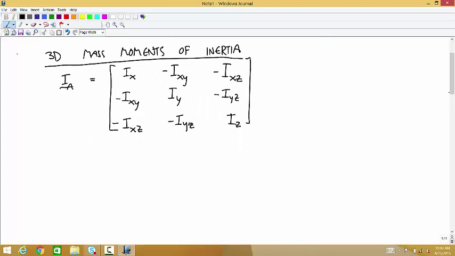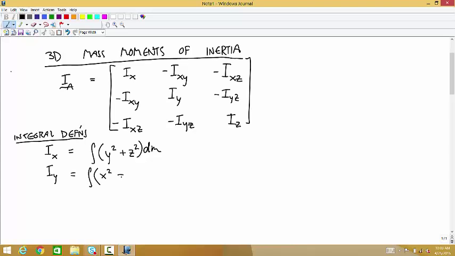Okay, so now you've got this thing, and it looks sort of cool, but we need a way to calculate those values. So, the integral definitions. Again, we're not going to use these really, but these are the definitions of what these elements mean. IX is what you've seen before for the scalar definition. So it's the integral of y squared plus z squared dm. IY is the integral of x squared plus z squared quantity dm. IZ is the integral of x squared plus y squared dm. These are all familiar.